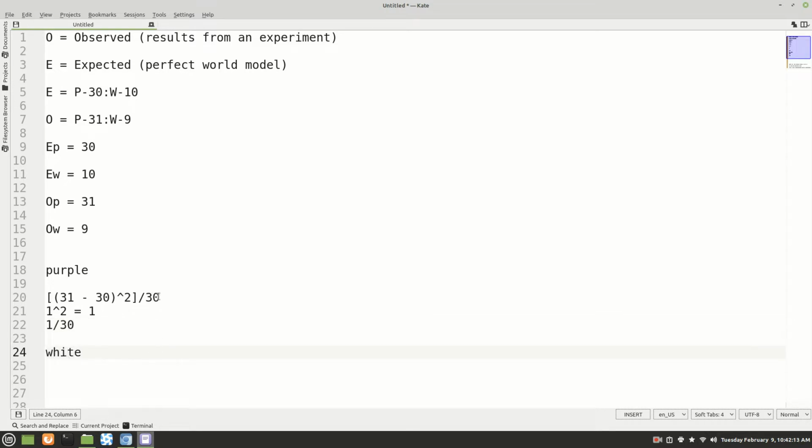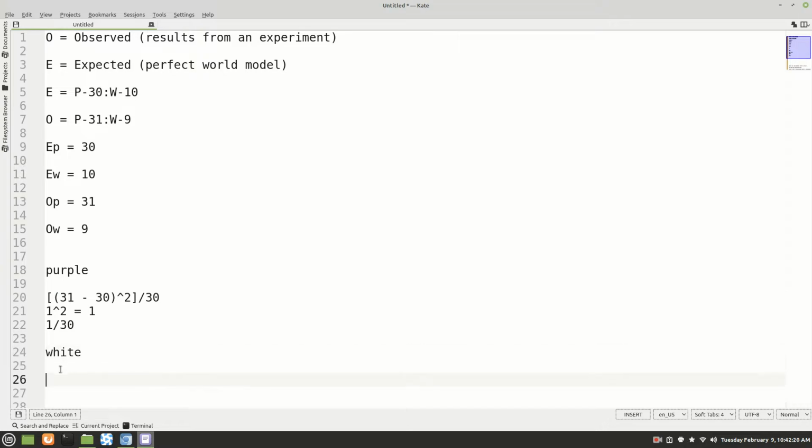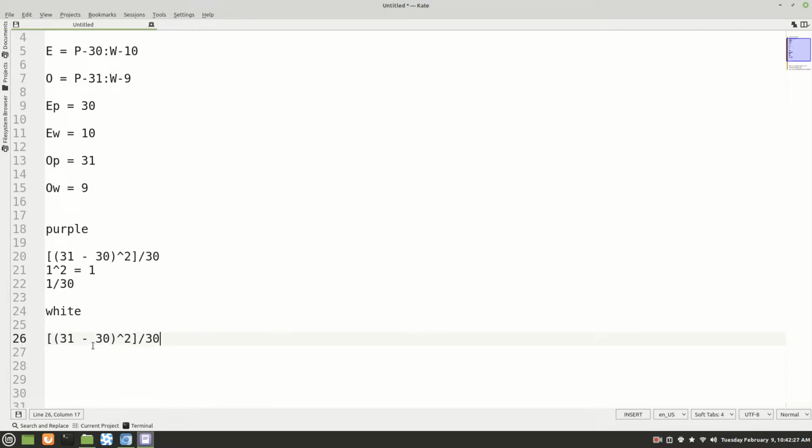All right, and actually we can take kind of the same structure. I'll just copy this. But we're going to change the numbers because we're not using 30 and 31 anymore. We're using what? We're using 10 and 9. So our expected is this one, and our expected is 10. We're expecting to get 10, and we actually got 9.